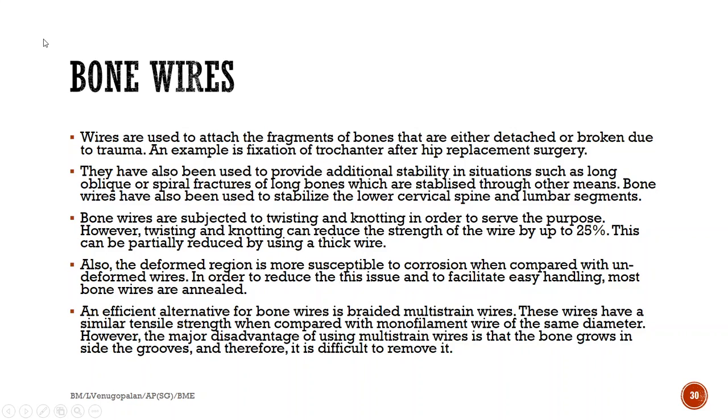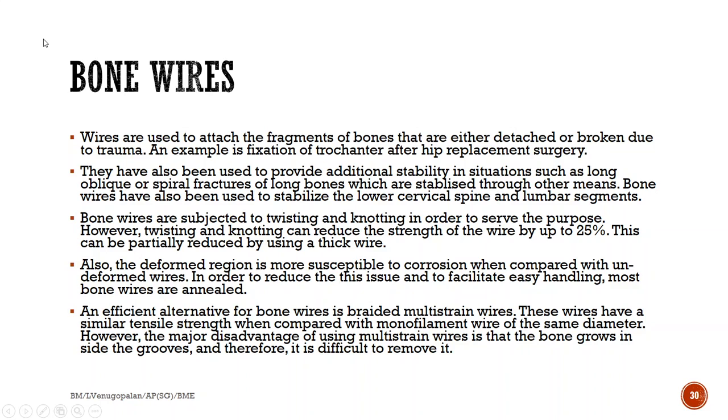It is hard to put a rod or something in your spinal cord, right? Because it's quite flexible. Now bone wires, like the name suggests, are used to tie two bones together. So if you want to tie something, you have to knot it, right? So wires, if they are subjected to twisting and knotting, then their strength reduces by up to 25%. So there are chances of the wire fracturing or implant failure, right?